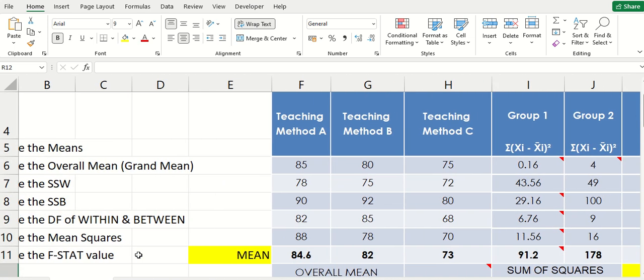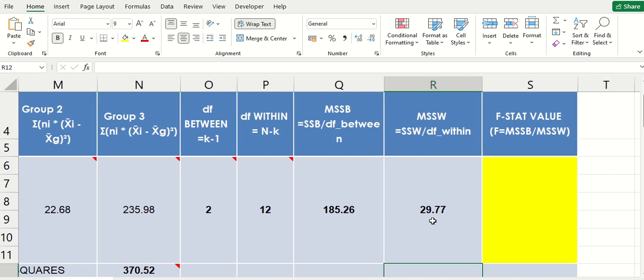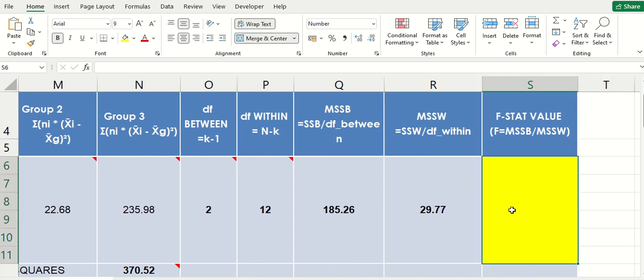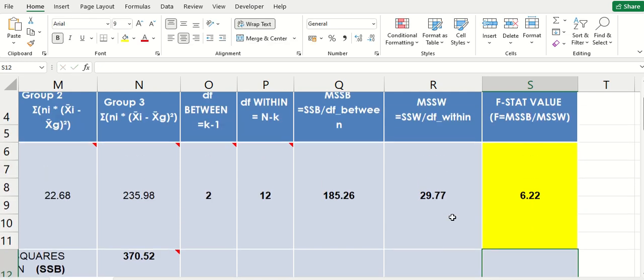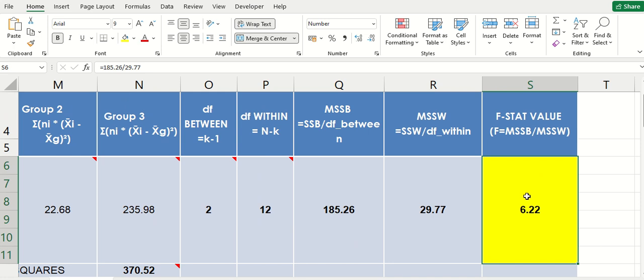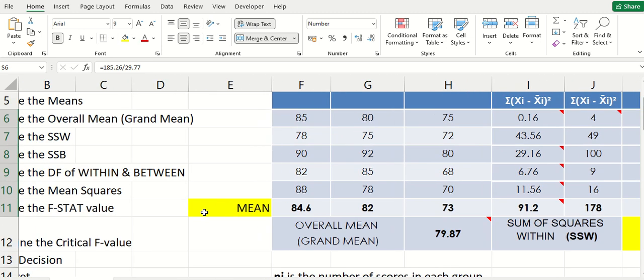Then, almost there, we have the final answer now. Calculate the F stat value. This is the formula. You divide the MSSB, 185.26, by 29.77. And we will have 0.22, meaning this is now our final F stat value. Okay, are we done? Not yet.